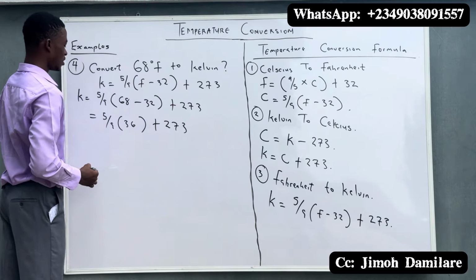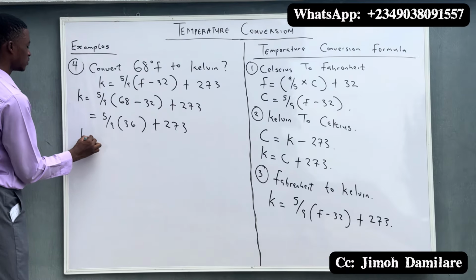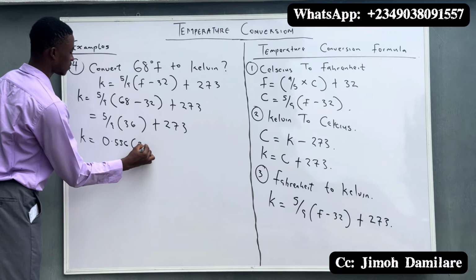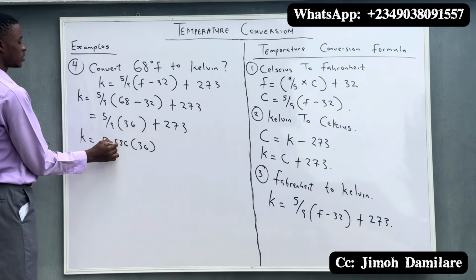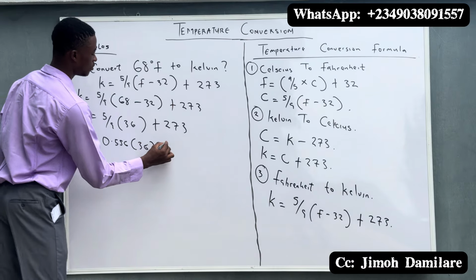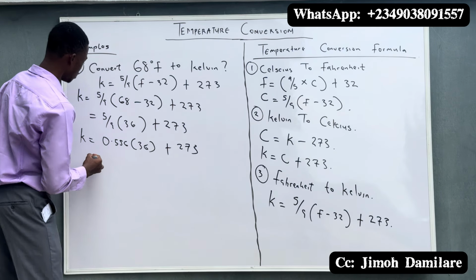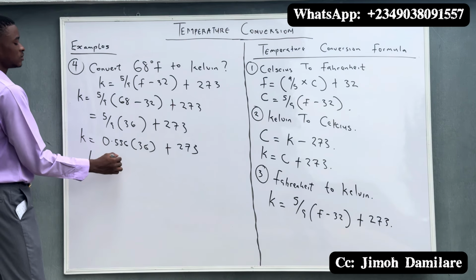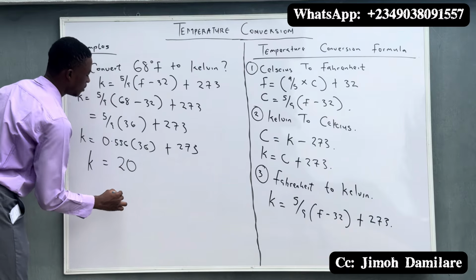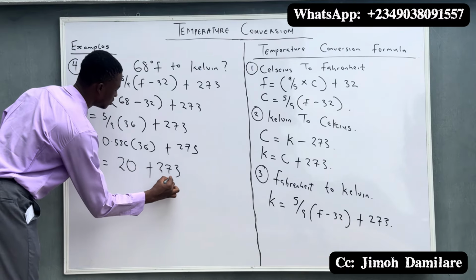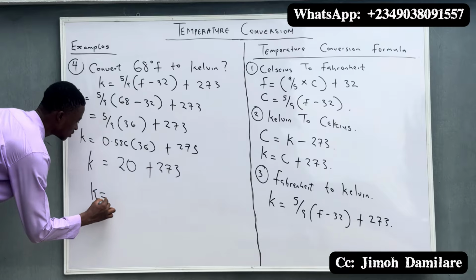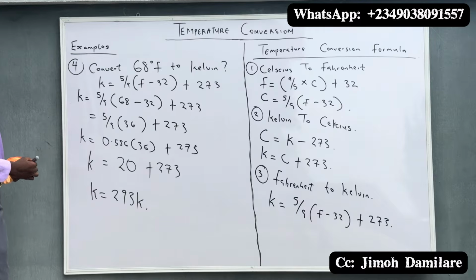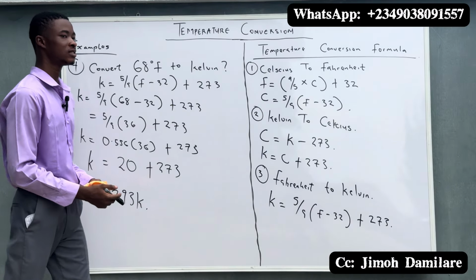And 5 divided by 9, so we have our Kelvin equal to 0.556 multiplied by 36. So 5 divided by 9 will give us what? 0.556 multiplied by 36 plus 273. So when you multiply this, 0.5556 multiplied by 36 will give us approximately 20, plus 273. And our final answer will be 293 Kelvin. So this is our final answer to questions of this type. You can see it's very, very simple to solve.